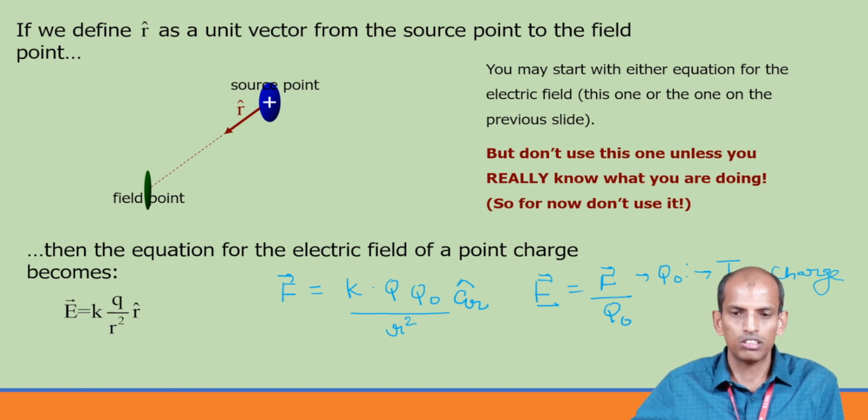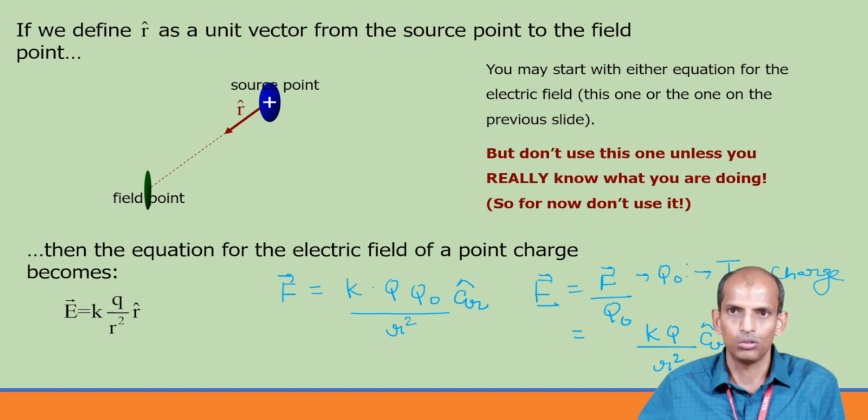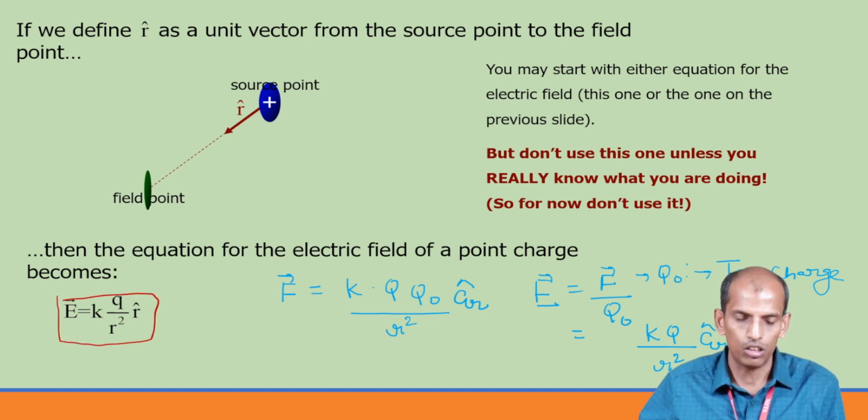So if you use this equation, E is equal to F over Q naught, then the expression for F is K Q Q naught, Q naught gets cancelled out, and it becomes K Q over R square R hat. So very simple. So only one charge. The electric field will be due to only one charge. That is KQ by R square. This is what my equation is basically entitled here. Electric field is KQ by R square R hat.